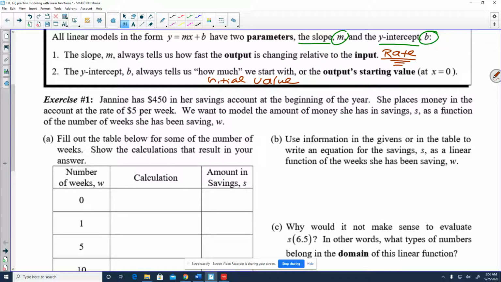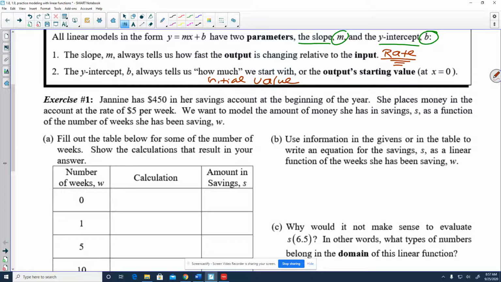So Janine has $450 in her savings account at the beginning of the year. She places money in the account at the rate of $5 per week. We want to model the amount of money she has in savings, S, as a function of the number of weeks she has been saving, W. Fill out the table below for some of the number of weeks. Show the calculations that result in your answer.